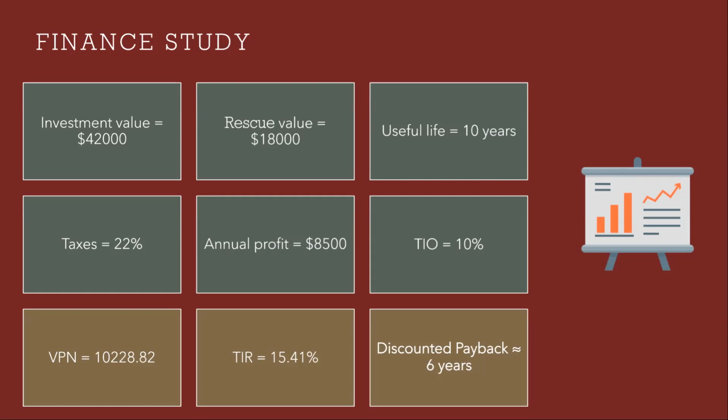Now, with respect to the TIR, this was found to be higher than the TIO, which means that the project is profitable for the investors. And finally, the discounted payback means that, taking into consideration the accumulated NPV values, the company will recover the invested value in 6 years.